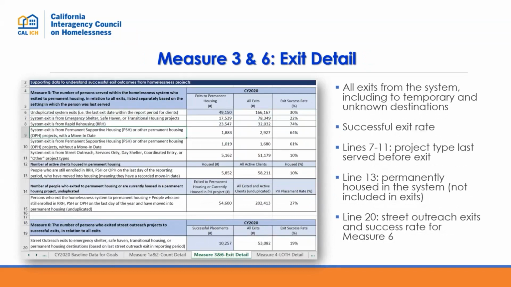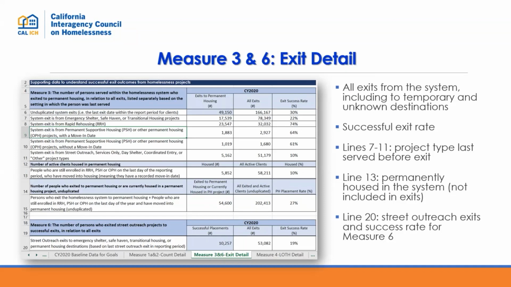Next is Measures 3 and 6 Exit Detail tab. The Measure 3 and 6 Exit Detail tab provides more detailed information on all exits from the homelessness system. Column B shows exits to permanent destinations as reported in Measure 3. Additionally, the tab shows the total number of exits, including exits to temporary and unknown destinations, in addition to permanent destinations, and the exit success rate, which is the percent of the total number of exits that were to permanent destinations. This information is meant to provide further context for Measure 3.